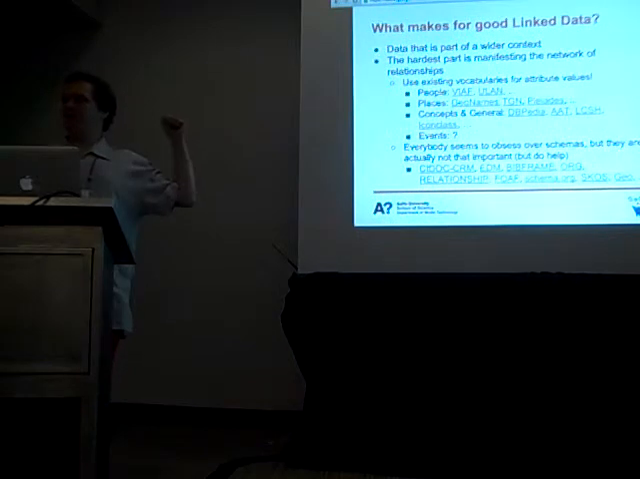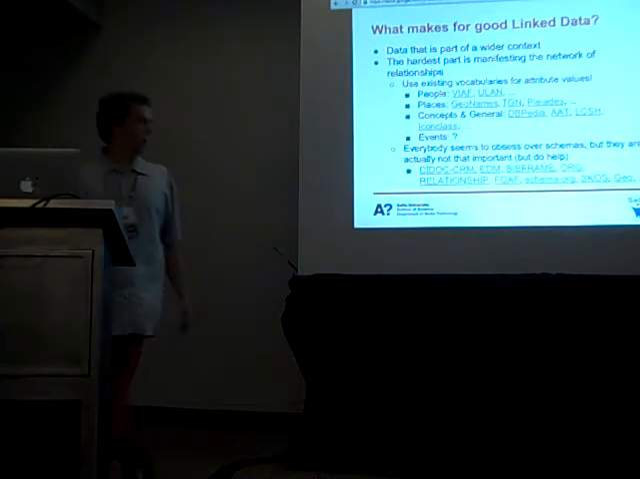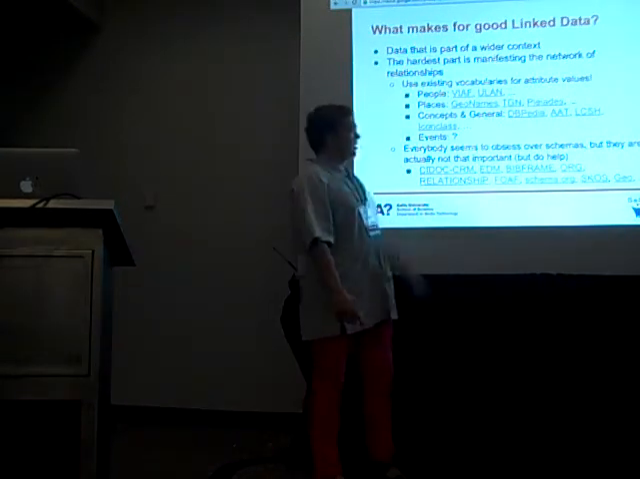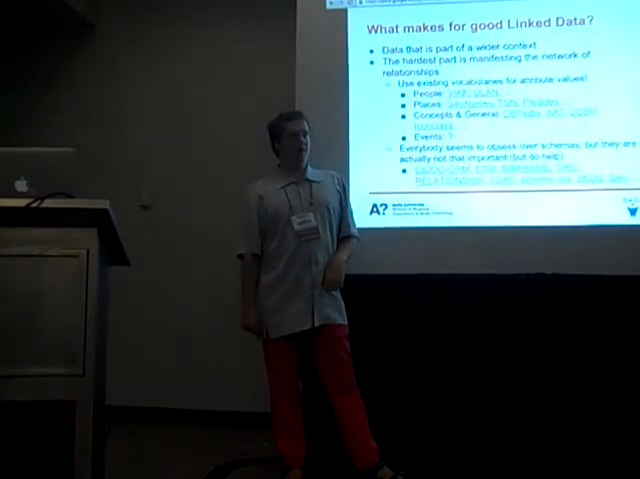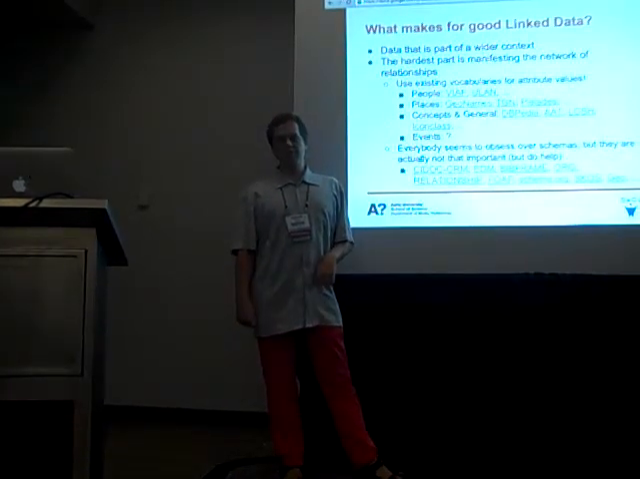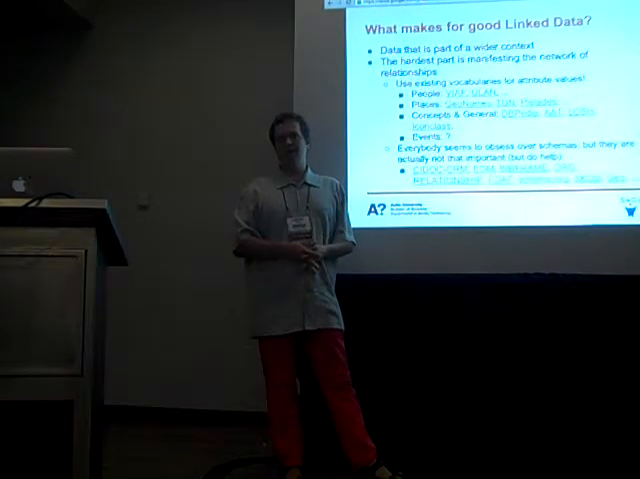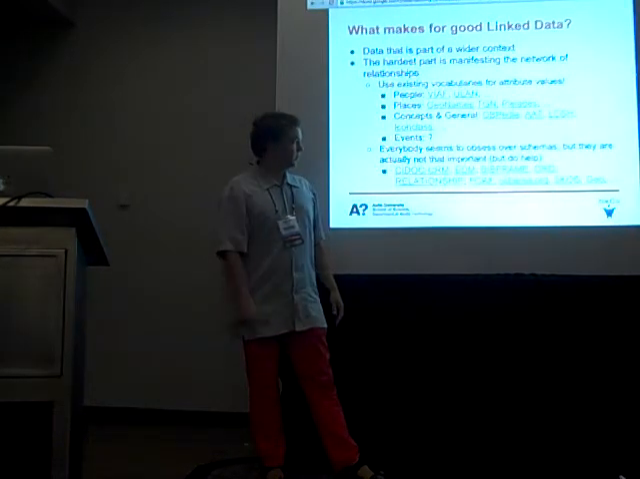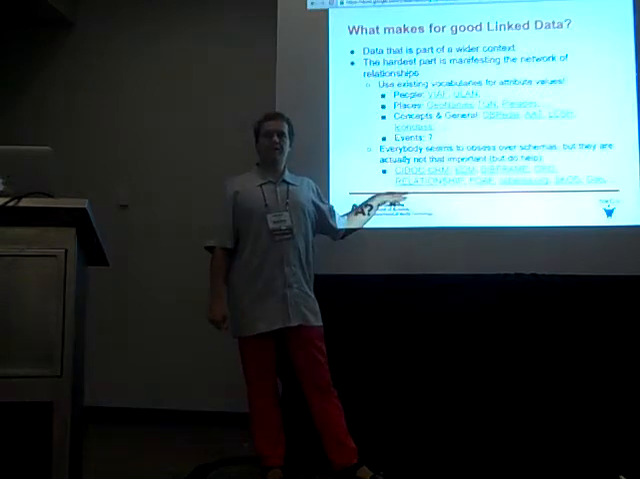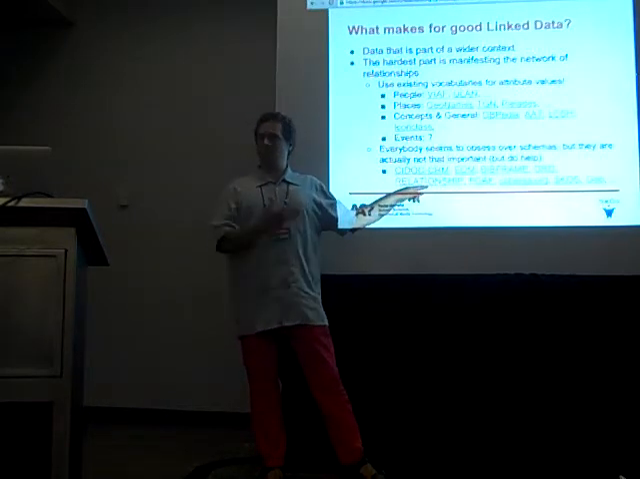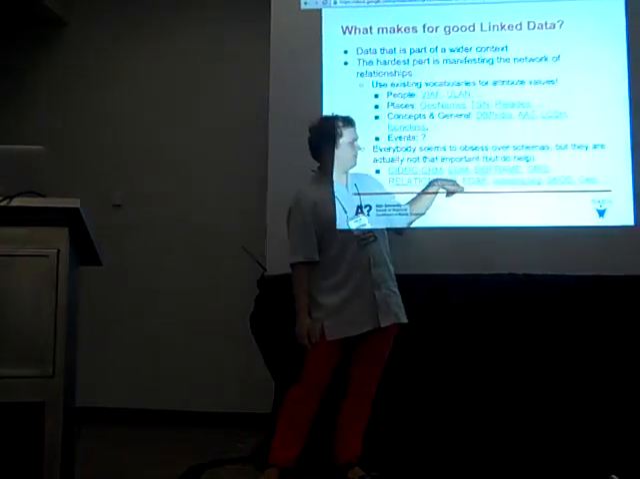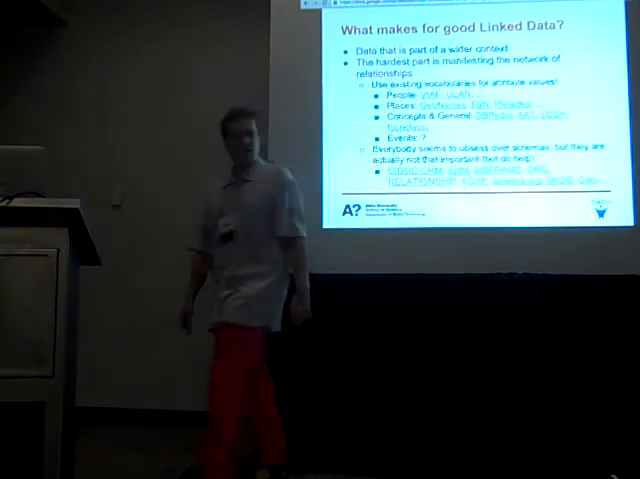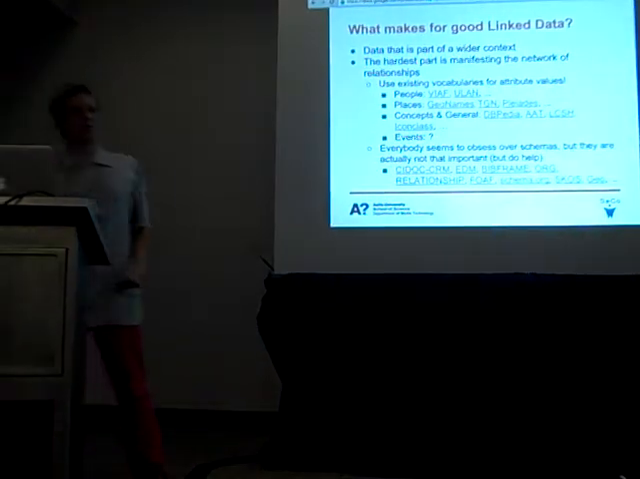Yeah, there's the BIBFRAME effort for books that's ongoing. There's the W3C Organization ontology that's quite good for encoding information about people and the organizations they belong to. Relationship does that for relationships between people. Then there's Friend of a Friend, schema.org, and so on and so forth.